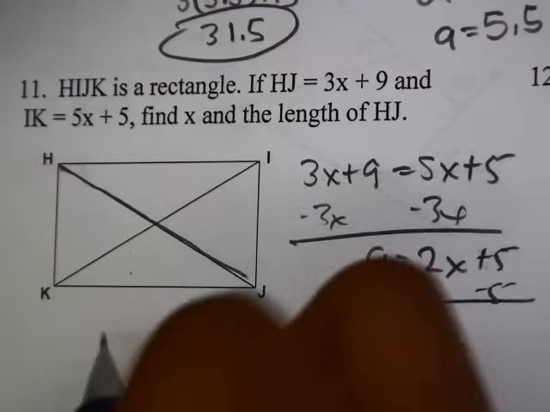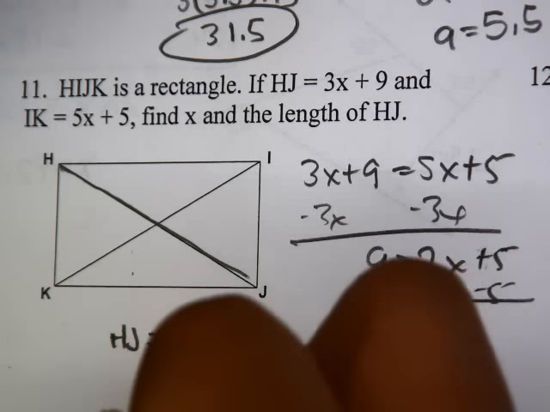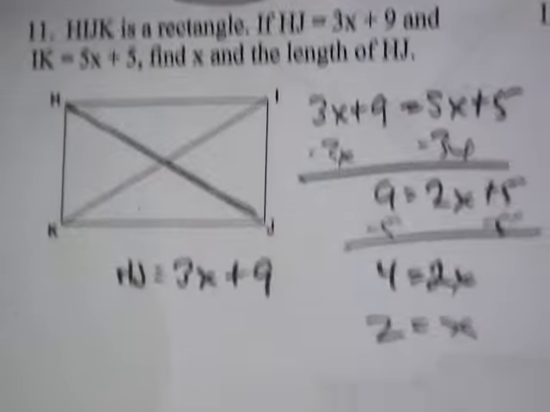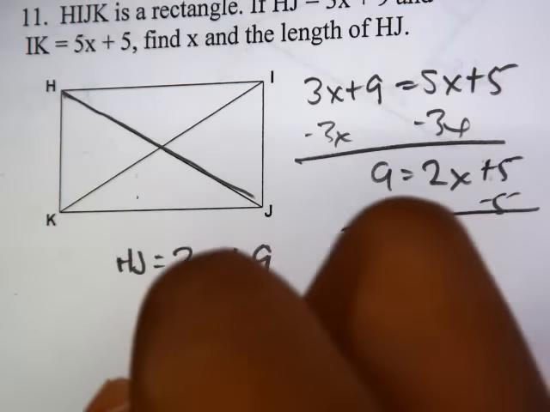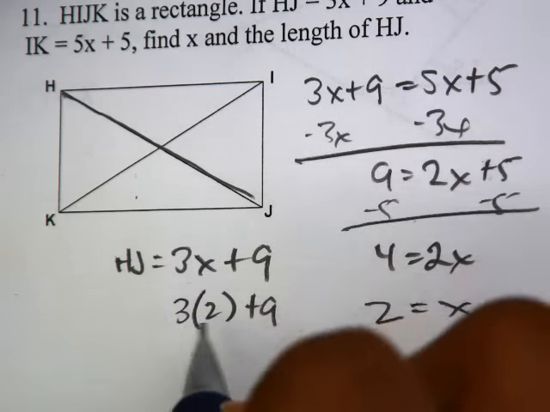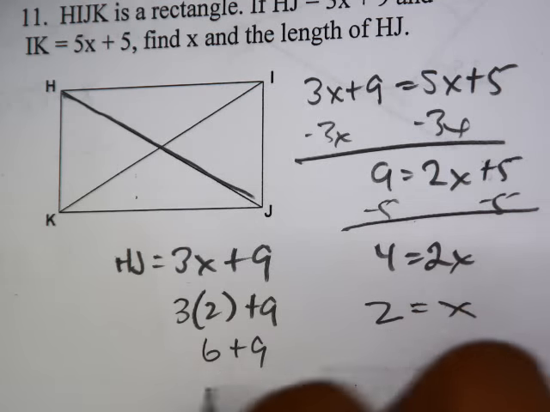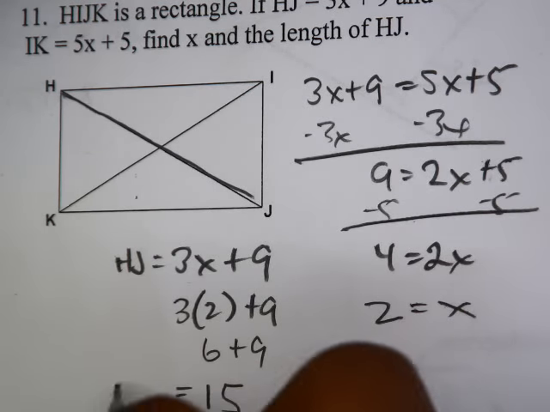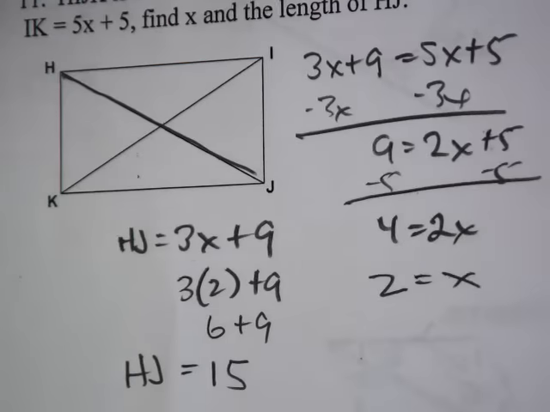I need to find the length of HJ, which is 3x plus 9. And I substitute 3 times 2 plus 9. That is 6 plus 9, which is 15. Both diagonals would be the length of 15.